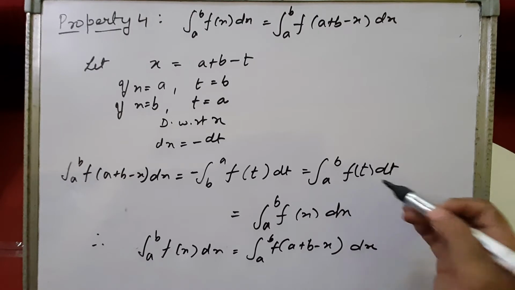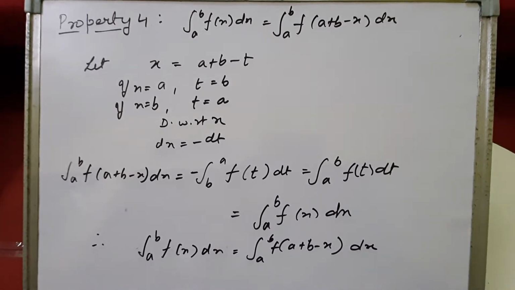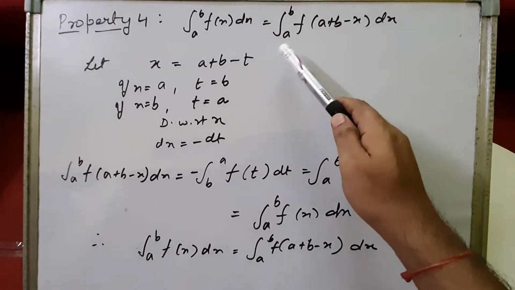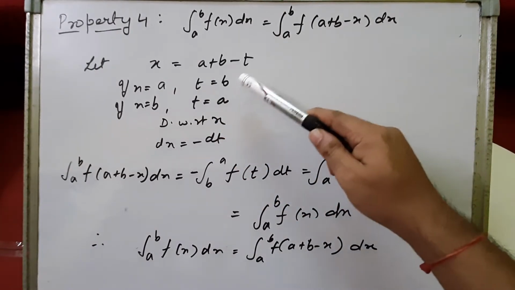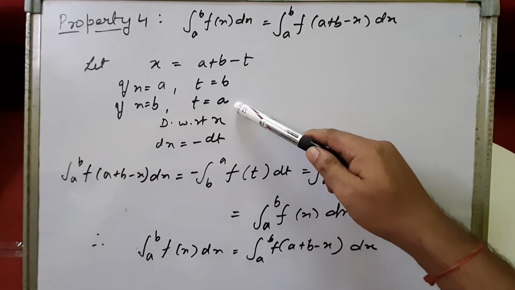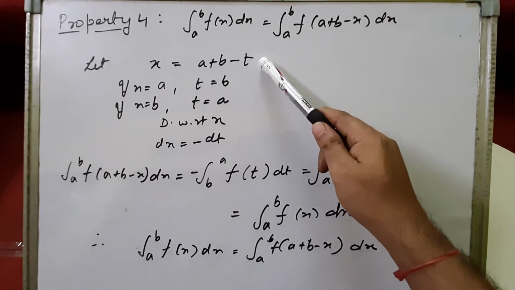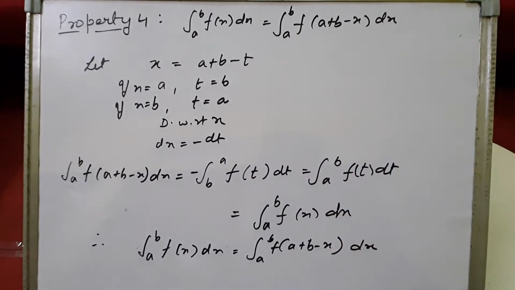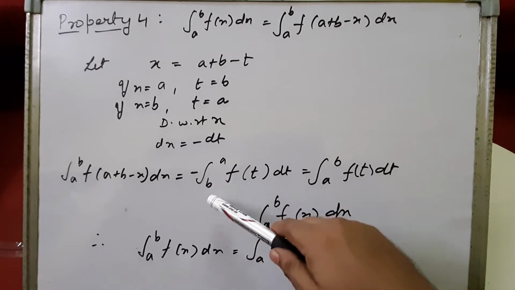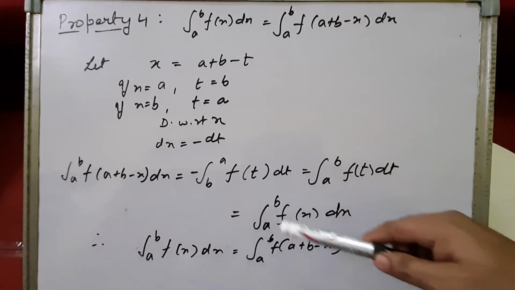When we do that, now if we change the limit: if x equals a, then a and a will get cancelled and the value of t will be b. If x equals b, then the value of t will be a. And if we differentiate this expression on both sides, we'll get dx equals minus dt. So the right hand side, a to b f(a plus b minus x) dx, when converted in terms of t, will become minus the integration of b to a f(t) dt.